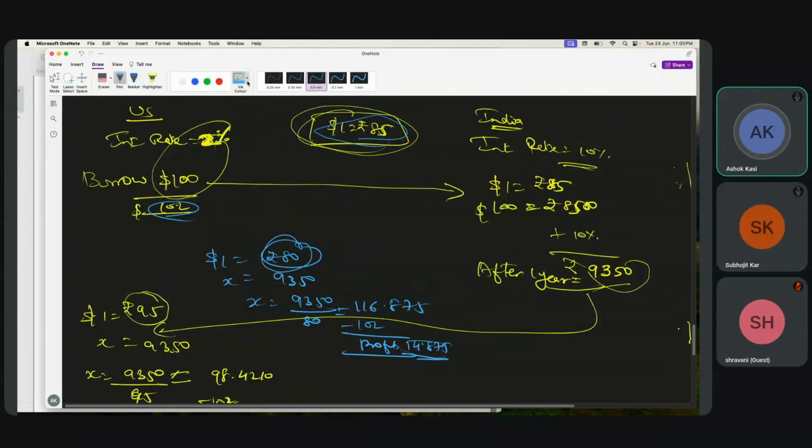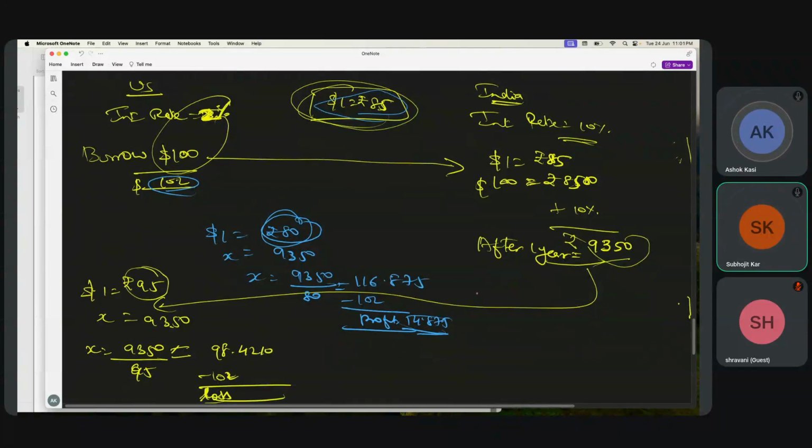So we'll earn a profit, right? No, see, $1 is equal to 85, 9,350. Just check 9,350. You will not make any profit or loss there. Check, it is coming to 110. Sorry. But still we are making a profit, because of the interest rate difference.